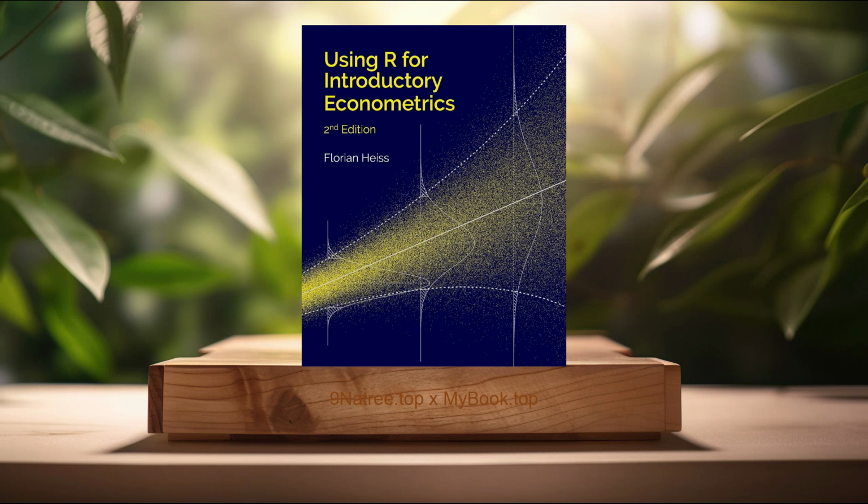Today, I will summarize and review the book. Using R for Introductory Econometrics by Florian Heiss is a practical bridge between first-course econometrics and real empirical work in R. Instead of treating software as an afterthought, the book integrates statistical computing with core econometric ideas, so readers can move from theory to implementation quickly and correctly.